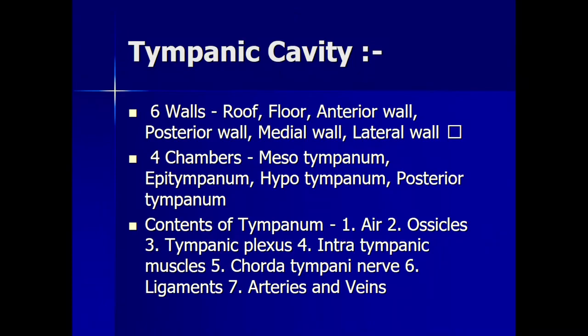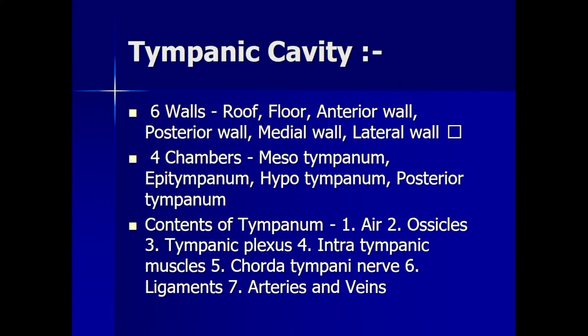Tympanic cavity has 6 walls: upper roof, inferior floor, anterior wall, posterior wall, medial wall, which is represented by labyrinth, and lateral wall, which is represented by the tympanic membrane. And it is divided into 4 chambers: mesotympanum, the middle part; epitympanum, the upper part, or attic; hypotympanum, the inferior part; and the posterior tympanum. It's a part which connects with the mastoid process.